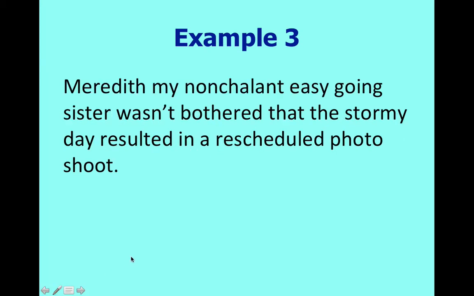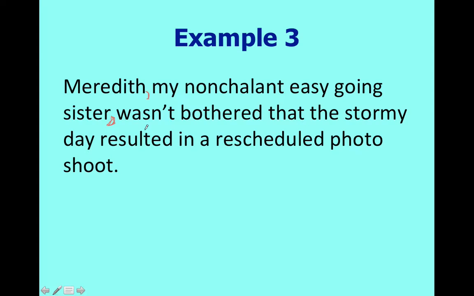And then the last example: Meredith, my nonchalant, easygoing sister, wasn't bothered that the stormy day resulted in a rescheduled photo shoot. So here we actually have an interrupter. We have Meredith, and then we're describing Meredith with some other information, my nonchalant, easygoing sister. So we would need to set that off with two different commas. So Meredith, comma, my nonchalant, easygoing sister, comma, wasn't bothered that the stormy day resulted in a rescheduled photo shoot.